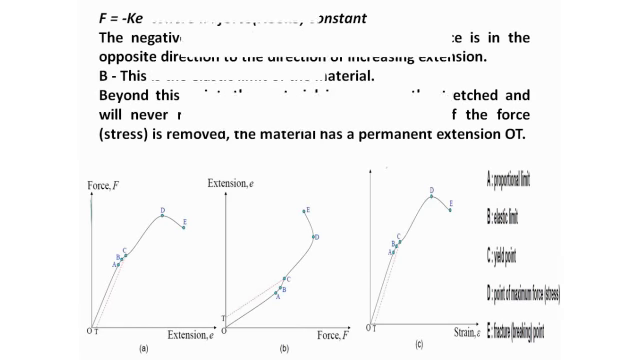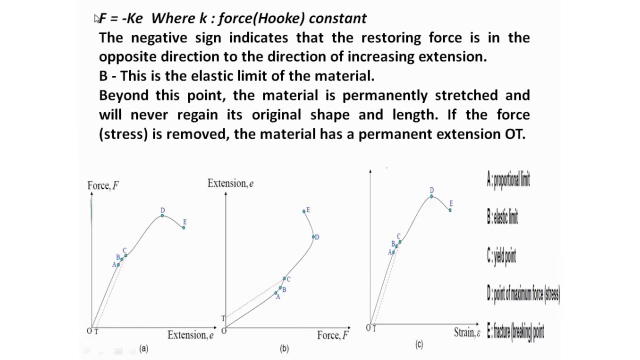Now, this force F is denoted as minus Ke, where K is the Hooke's constant. Why is the negative sign given here? The negative sign indicates that the restoring force is in the opposite direction to the direction of the increasing extension. The restoring force tries to bring the material back to its original state. Thus the sign is negative.